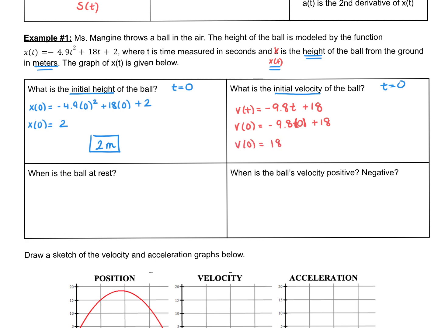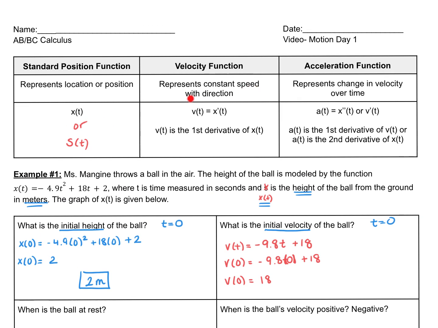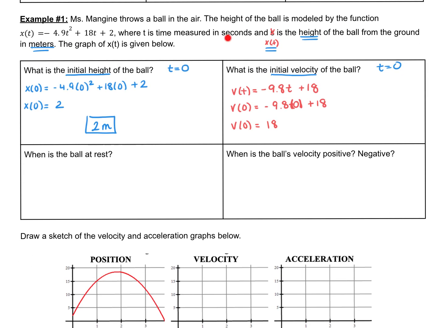Now we need units. If we look up here, velocity, we said, is a constant speed with direction. So think of a car, miles per hour. So what do we have here? We have seconds and meters. So we're going to say 18 meters per second. That's the speed at which the ball will be thrown.